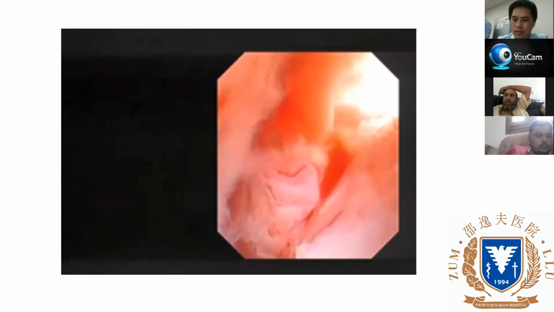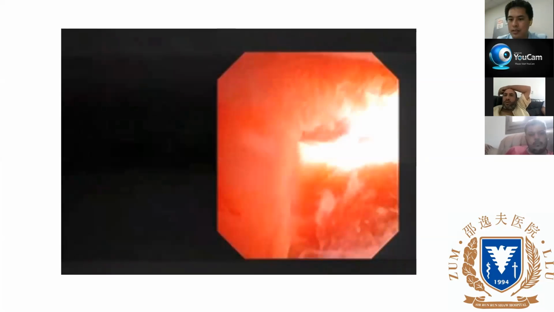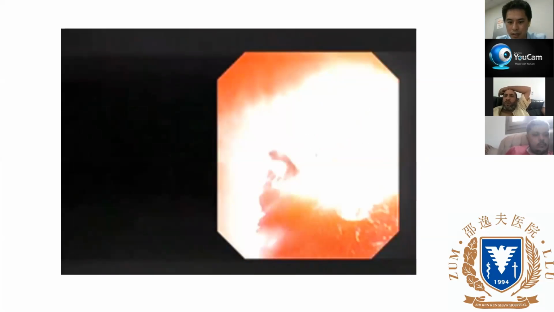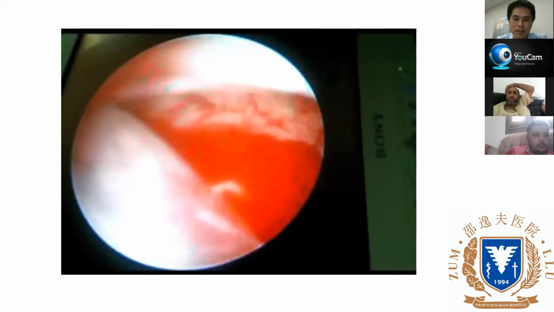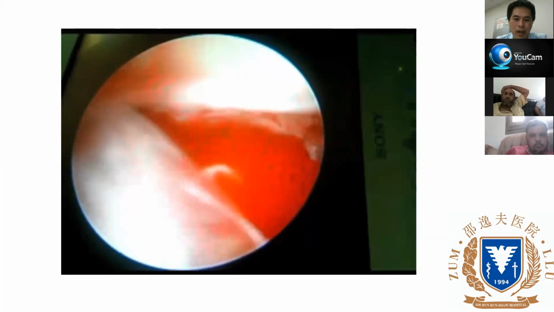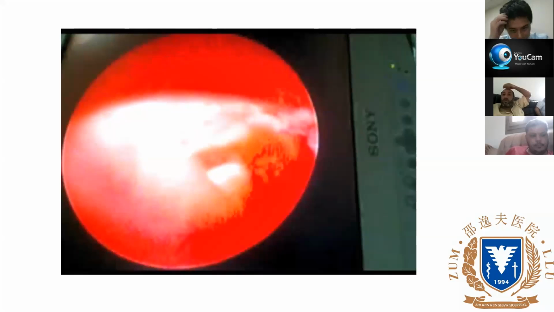Then we try to pass, and you can see from the PCNL side the flexible scope slide. And we try to put the PCNL scope in, passing through this obstruction point.